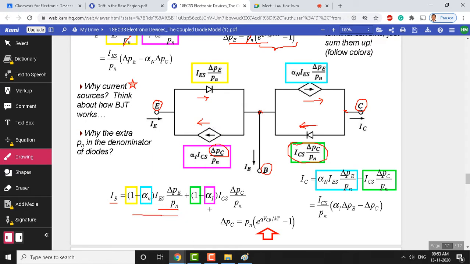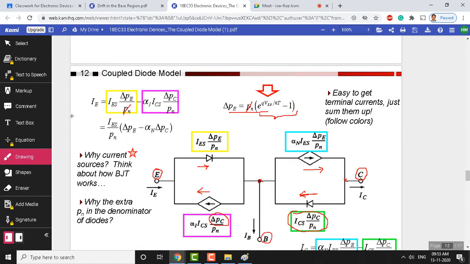You can also observe the second term of the base current here. In the second term, you can see that this current is entering from the collector to the base. So, this diode component here, ICS into delta Pc by Pn, is multiplied with 1, that is a positive quantity, and the current that is leaving the base terminal is nothing but alpha I times ICS into delta Pc by Pn. So, you have a minus sign here, alpha I, which is the inverted mode, and ICS into delta Pc by Pn.